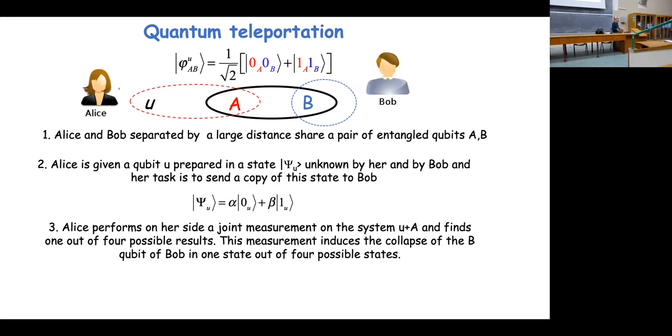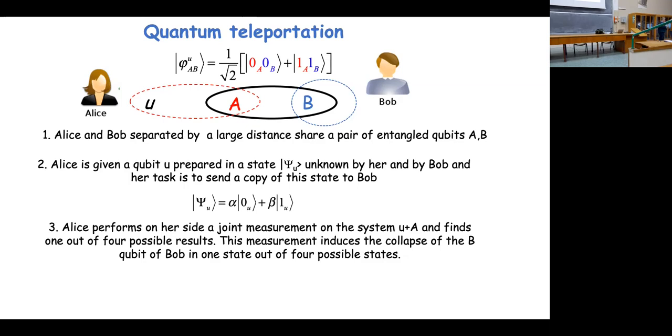What does Alice do? Alice has in her possession U and A. B is Bob's. Alice makes a joint measurement on the U plus A system, and she gets a result. U and A is a four-dimension system, so she will get 1 out of 4 possible results. And depending upon her result, the state that Bob possesses will collapse into 1 out of 4 possible states.